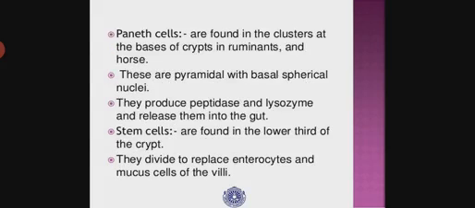Paneth cells, these are found in clusters at the bases of the crypts in ruminants and horses, but in humans these are again found in the basal part but not in clusters. These are pyramidal with basal spherical nuclei, and they produce peptidase and lysozyme and release them into the gut. Stem cells are found in the lower third of the crypt, and they divide to replace enterocytes and mucus cells of the villi.